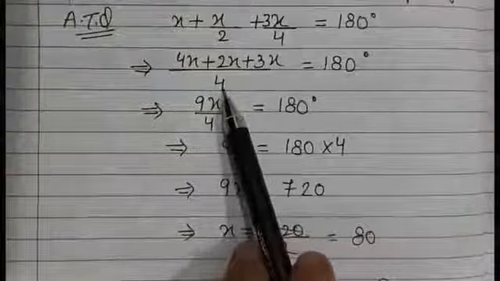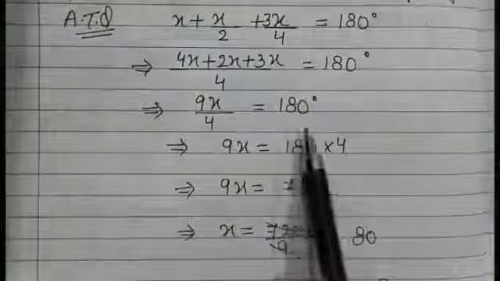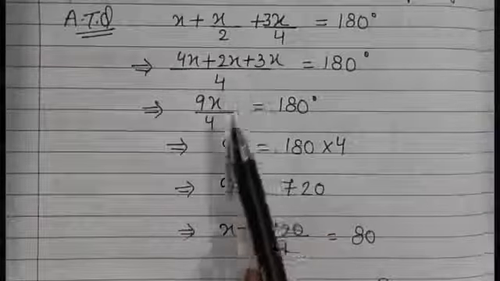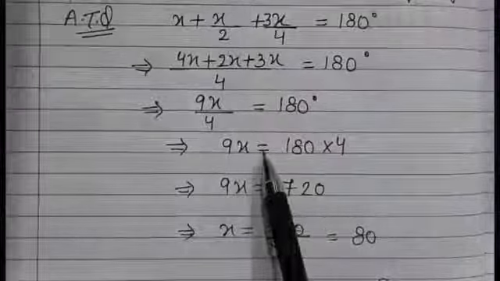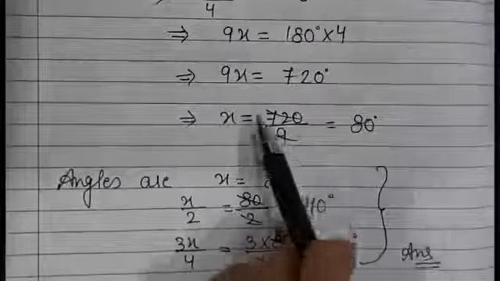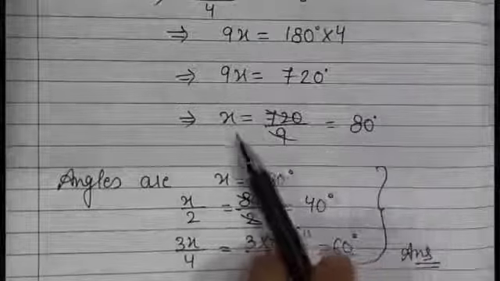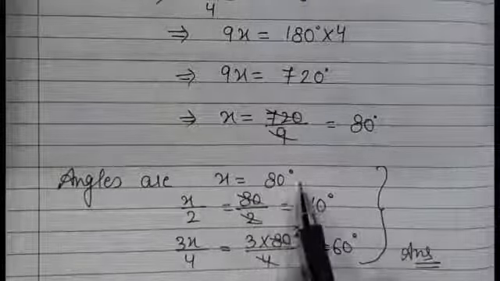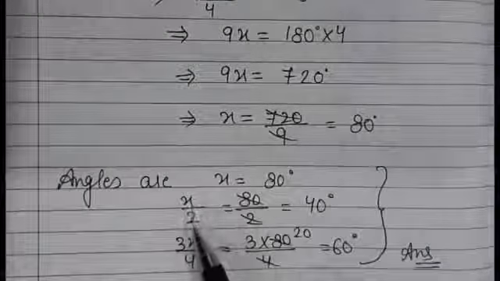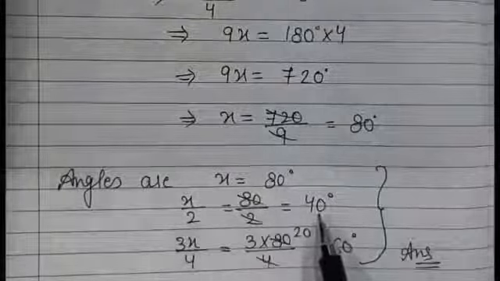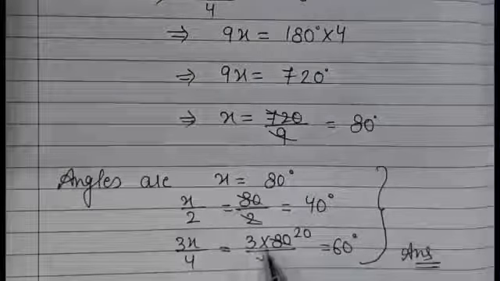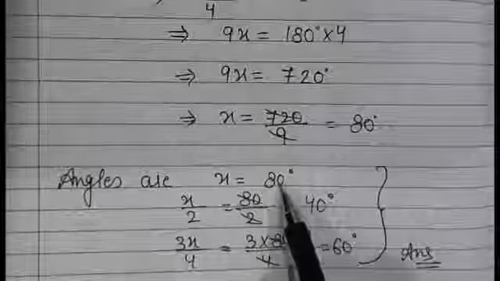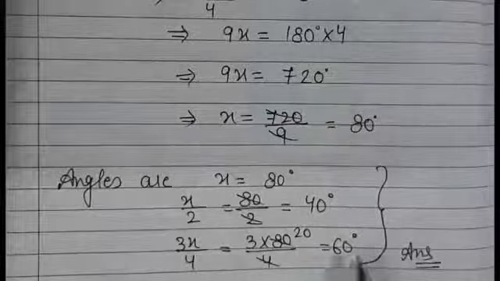Now transpose 4 from left hand side to right hand side, we have to multiply, right? And 4x plus 2x plus 3x will be 9x. So 9x is equal to 180 into 4. So 9x is equal to 720 degrees and the value of x will be 80 degrees. So the angles are x is equal to 80 degrees, right? X by 2, that means 80 upon 2, 40 degrees. 3x by 4, that means 3 into 80 by 4 is 60 degrees. So the angles are 80 degrees, 40 degrees and 60 degrees.